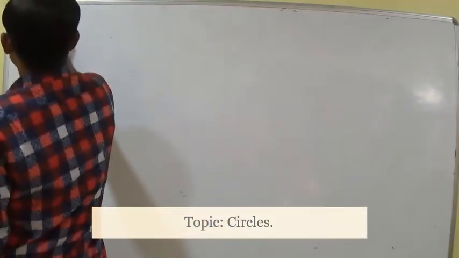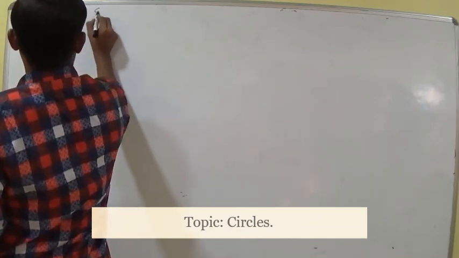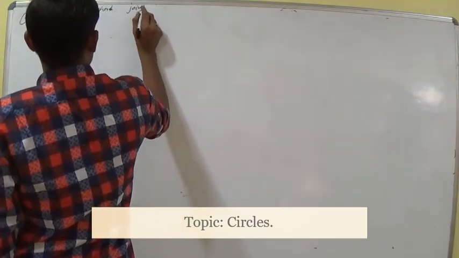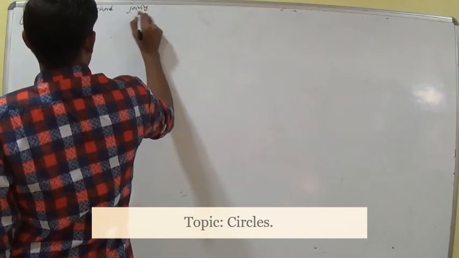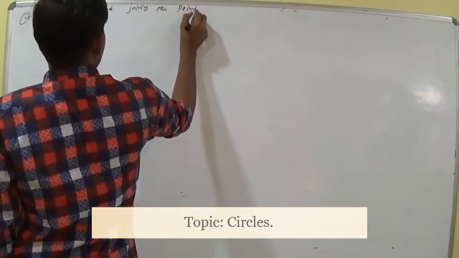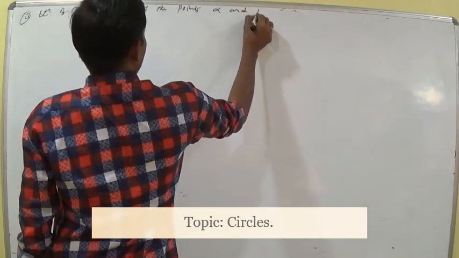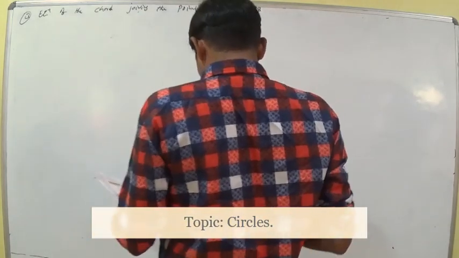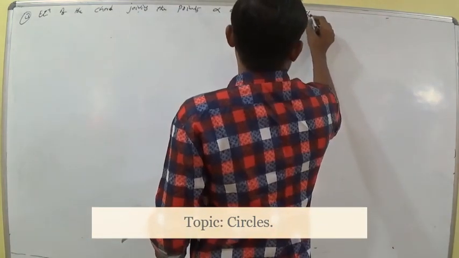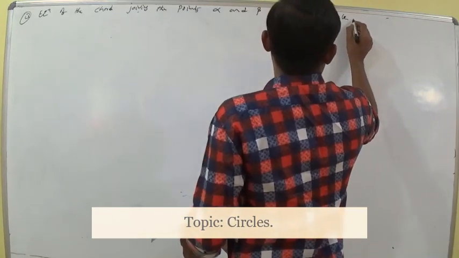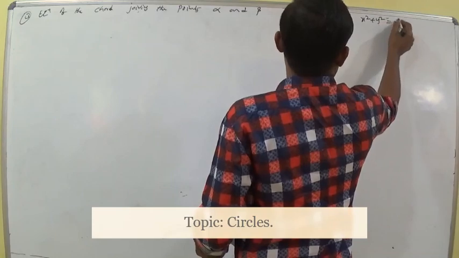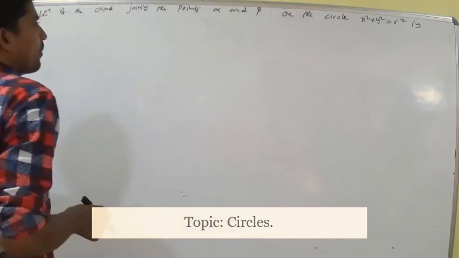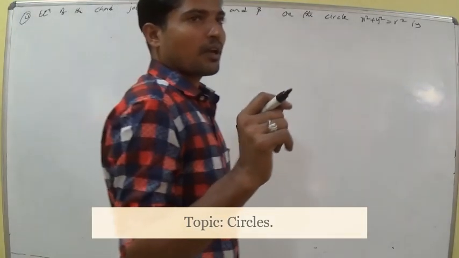Third one, equation of the chord joining the points alpha and beta on the circle x square plus y square equal to r square is x cos alpha, because here 2gx and 2fy are not present.